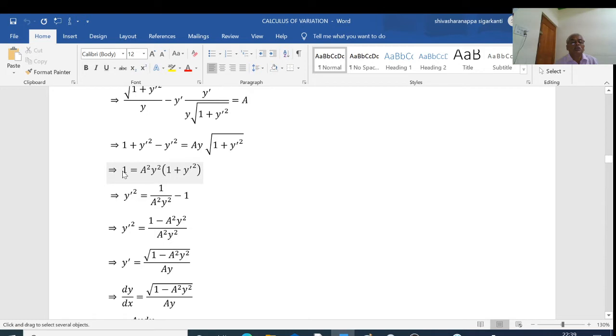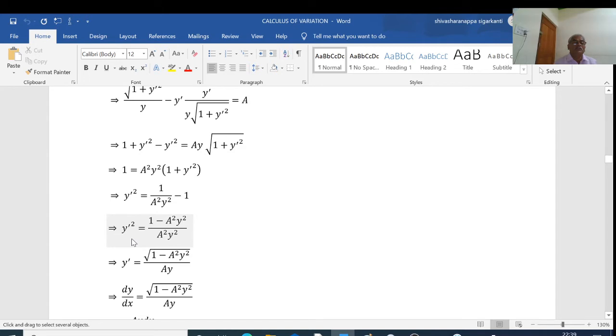So that is here 1 by a square y square. Taking this onto the left hand side I will get minus 1. 1 by a square y square minus 1 is equal to y dash square, or y dash square equal to 1 by a square y square minus 1. And taking LCM a square y square, we get 1 minus a square y square. Okay, I am getting this equation.